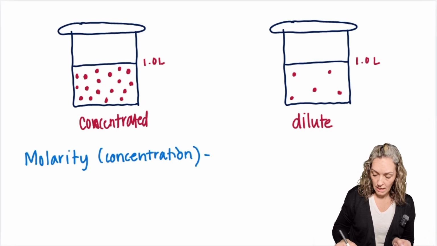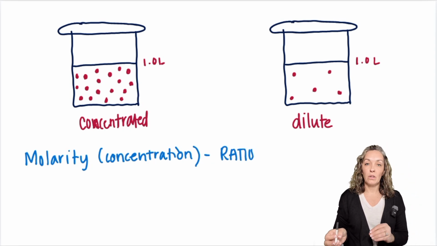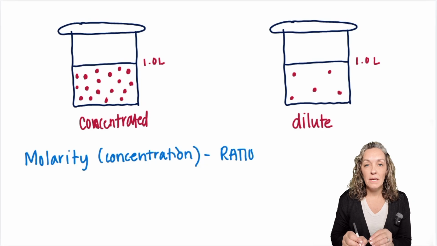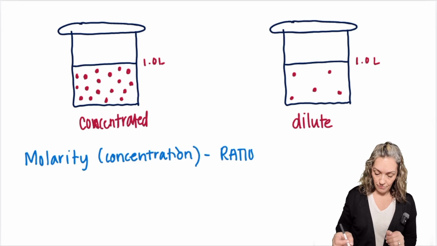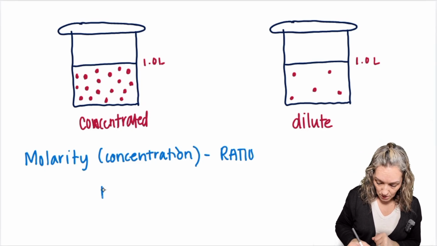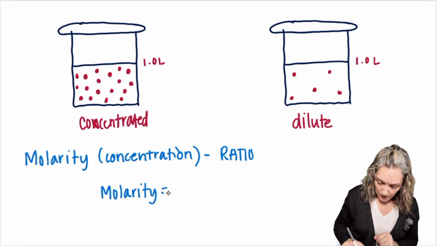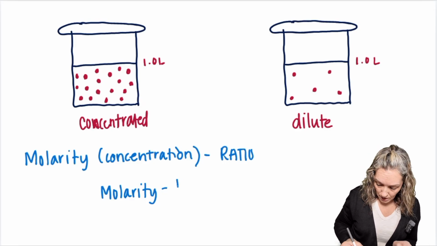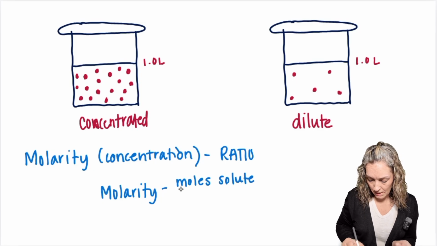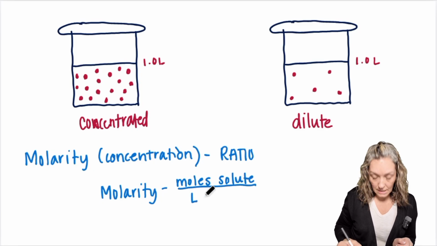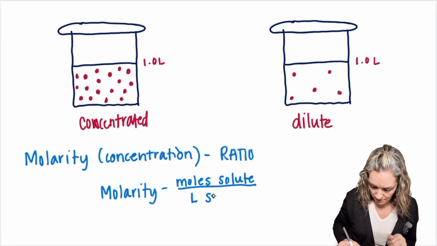Molarity, or concentration, is a ratio. It is a ratio of the amount of solute to the solvent. But we have to make sure that our amount of solute and solvent are in specific units. We can find the molarity, or the concentration of a solution, by taking the ratio of solute to solvent. Our solute needs to be in the unit of moles. Our solvent needs to be in liters, and we want to make sure that it's liters of total solution. So I'm going to put liters of solution here.